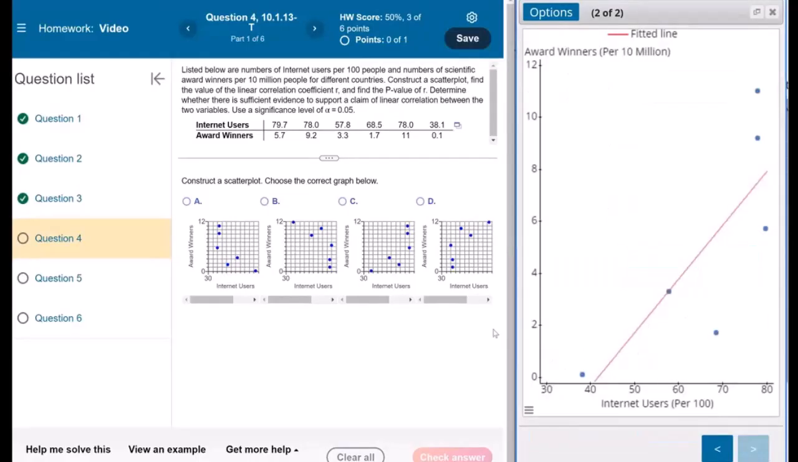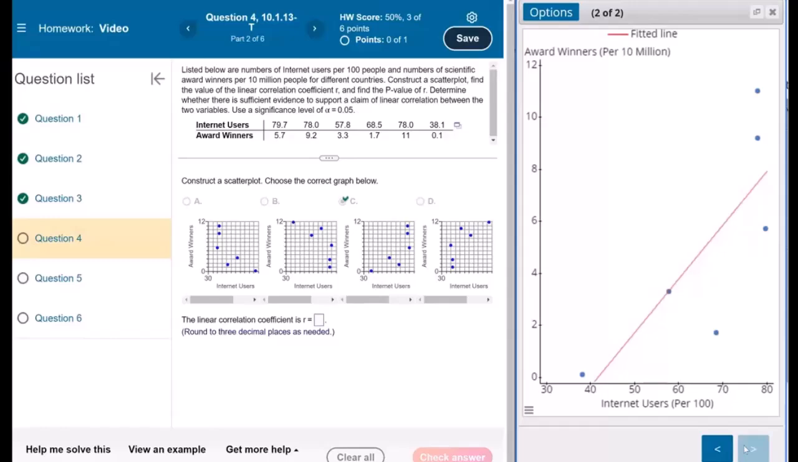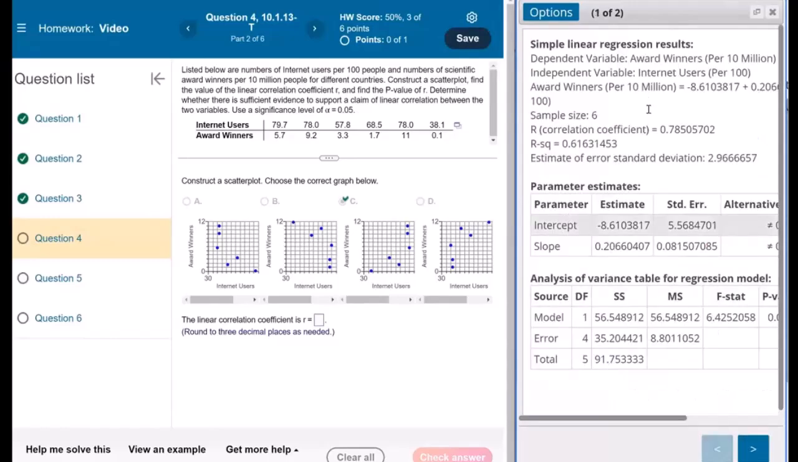Now let's look and compare the two plots. We have this one dot down here that doesn't look like A or B. It looks a lot like C. I have that dot, and then I have these two dots, and then I have three dots straight up and down. Here we go. It is C. Check answer. Perfect. The linear correlation coefficient, we're going to get from right here to 3 decimal places.